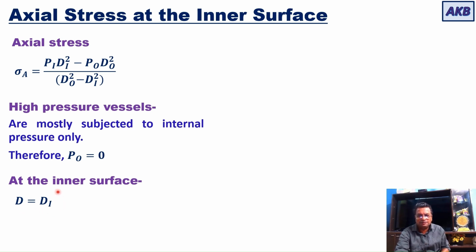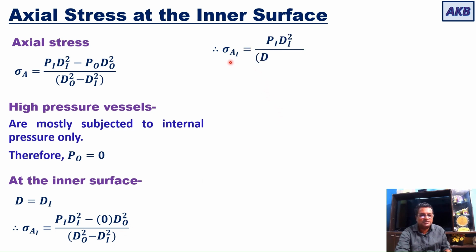So at the inner surface, by that we mean at the inner diameter, sigma ai, that is axial stress at the inner surface, will be equal to pi di square minus po, which is 0 because for high pressure vessels external pressure is 0. So pi di square minus 0 into do square, divided by do square minus di square. That is, sigma ai is equal to pi di square upon do square minus di square.